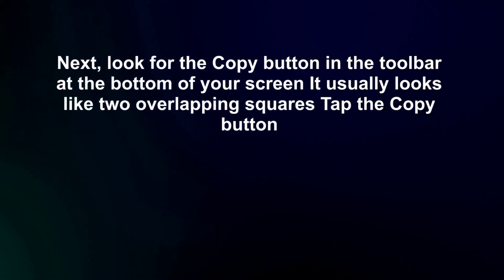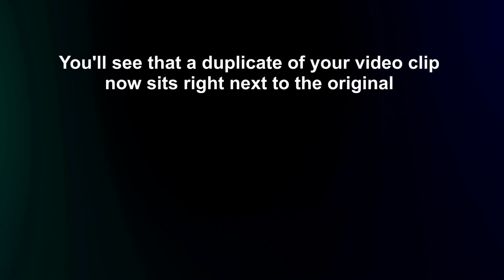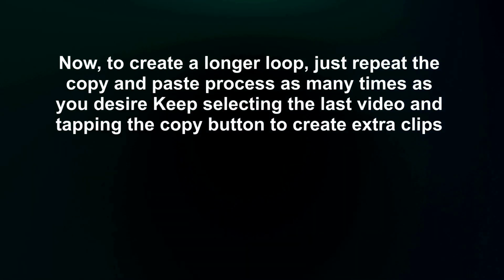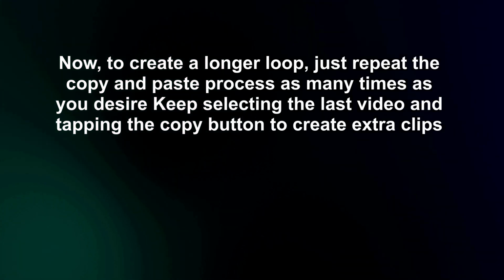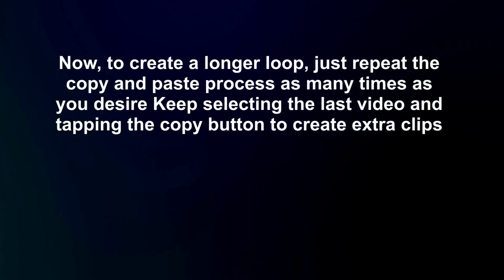Tap the Copy button. You'll see that a duplicate of your video clip now sits right next to the original. Now, to create a longer loop, just repeat the copy and paste process as many times as you desire. Keep selecting the last video and tapping the Copy button to create extra clips.